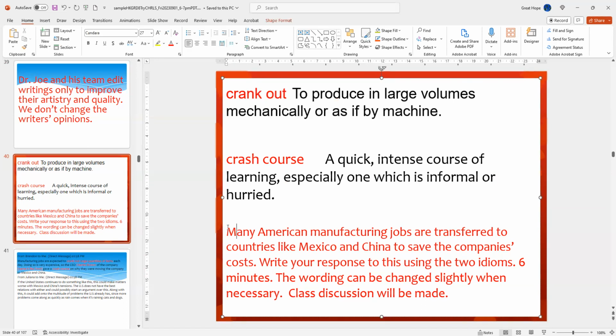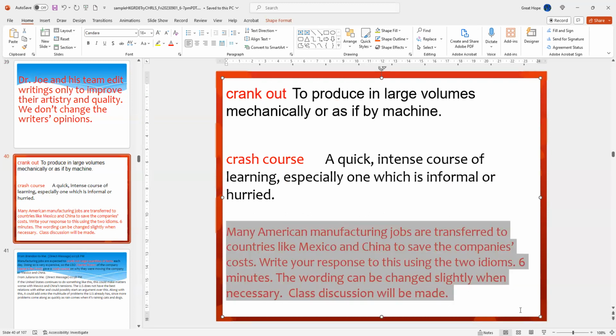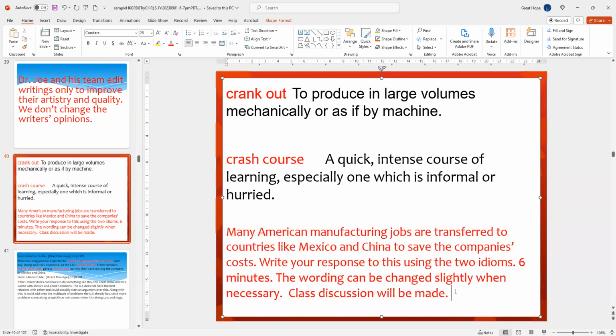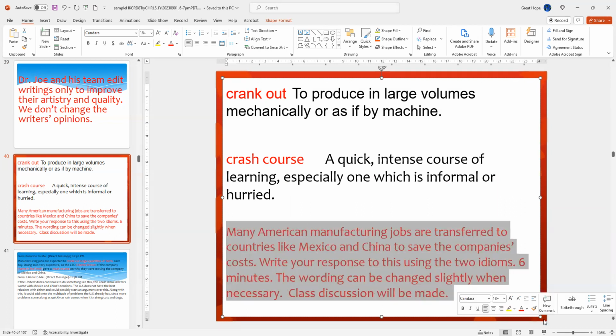So now let's do an exercise. I want somebody to read this instruction. Alistair, can you read the instruction of this writing exercise? Many American manufacturing jobs are transferred to countries like Mexico and China to save the company's costs. Write your response to this using the two idioms. 6 minutes. The wording can be changed slightly when necessary. Class discussion will be made.